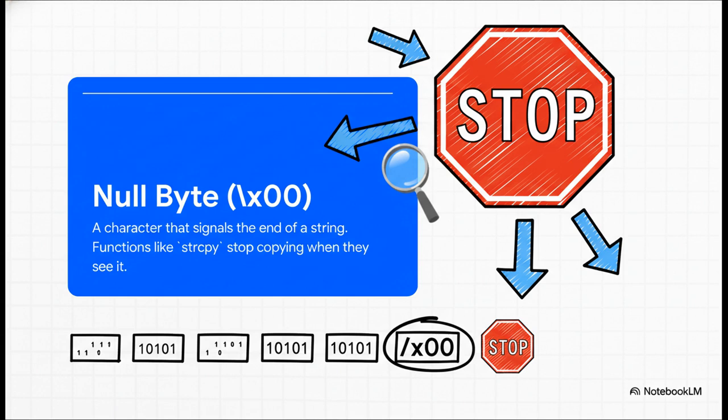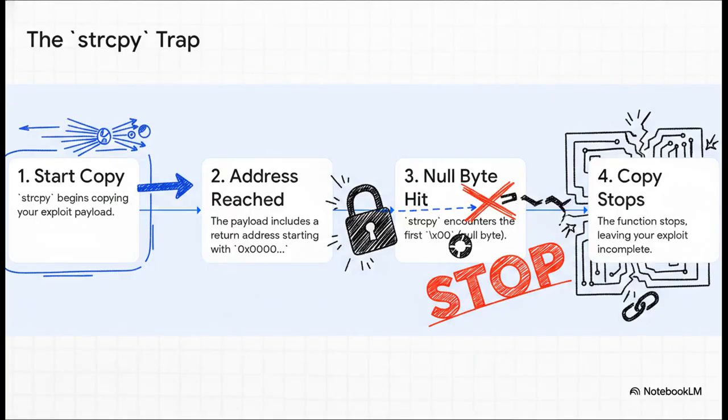It screams, end of the line, stop copying right here, right now. And here's that trap in action. So picture this. Your exploit payload is being copied over. It's got your shell code, the actual code you want the machine to run, and your shiny new return address. But the moment strcpy hits that first null byte at the beginning of the address, it just stops. That's it. Your exploit gets cut short and you never get control.